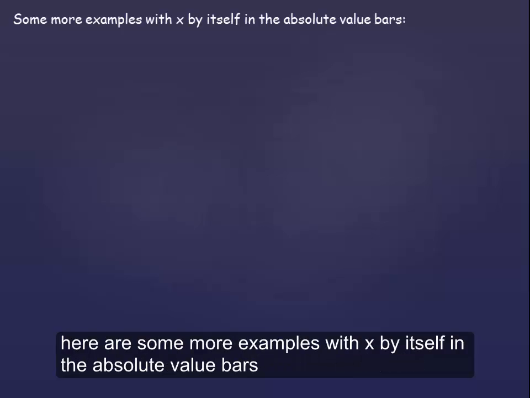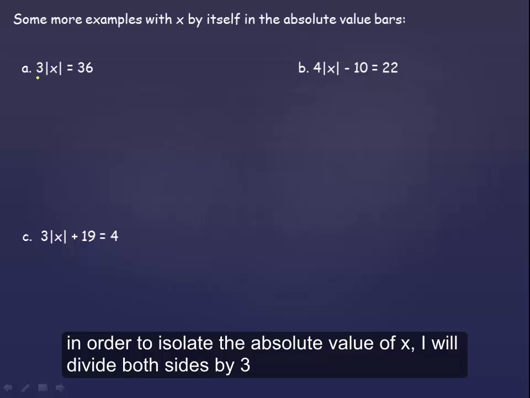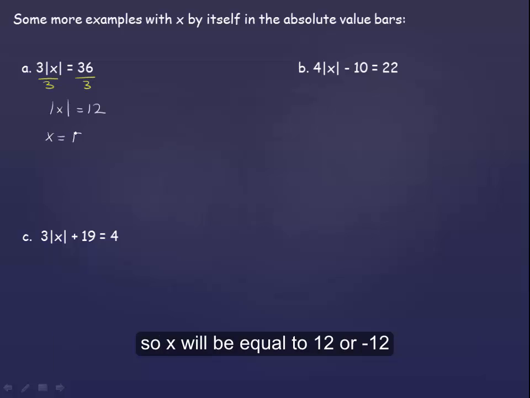Here are some more examples with x by itself in the absolute value bars. Here I have 3 times the absolute value of x equals 36. In order to isolate the absolute value of x, I will divide both sides by 3, which will give me that the absolute value of x is equal to 12. So x will be equal to 12 or negative 12.